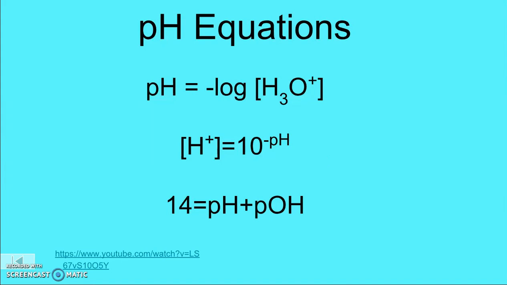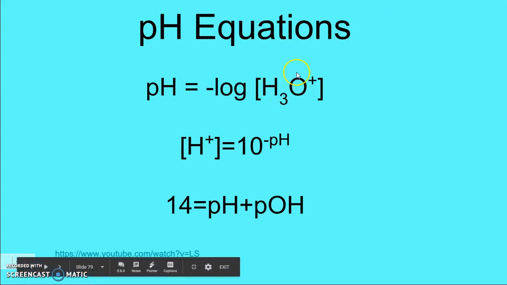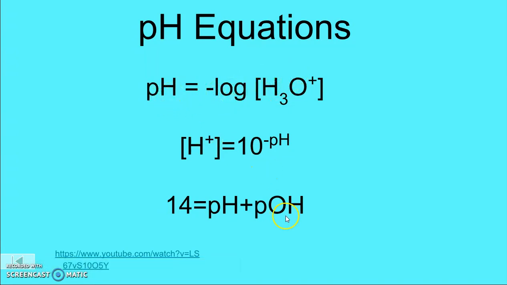So pH is equal to the negative log of the hydrogen concentration. If I know what this hydrogen concentration is, I just plug it in here, take the negative log of it, and boom, I have the pH. If I know what the pH is, I can figure out what the hydrogen concentration is by doing the anti-log. So 10 to the negative pH power.